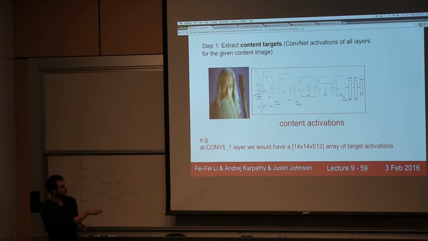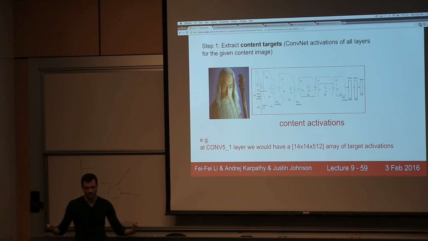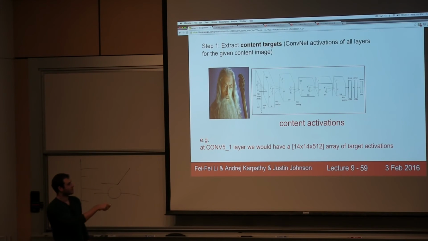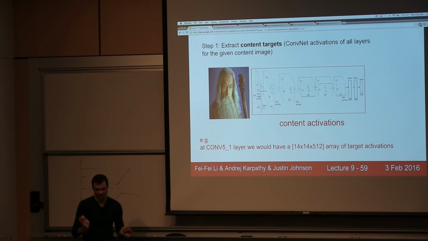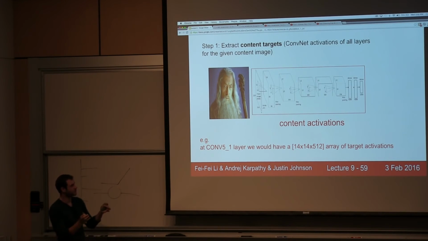So for example, in VGGNet, there's a layer that might have this activation size. We're just going to store those raw activations. Very simple so far. And we're going to say that these raw activations basically kind of correspond to the content of the image. That's how we're going to call it.